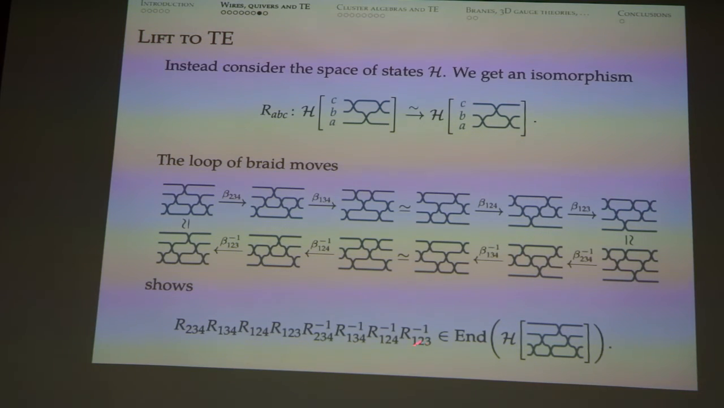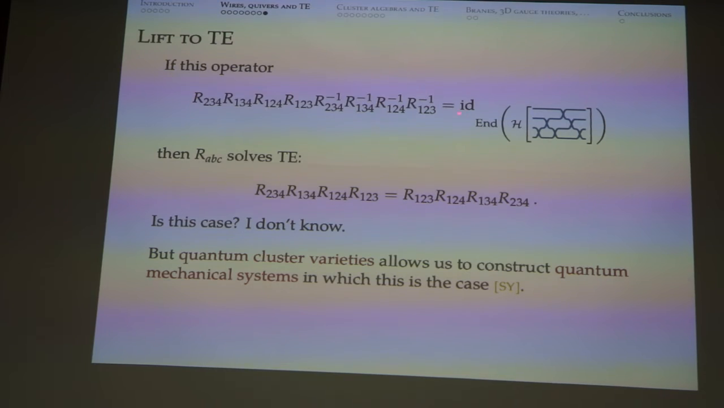Okay? But now, if you look at this, it looks a lot like the tetrahedron equation already. All right? If this operator, which you can construct from this loop of braid moves, is for some reason equal to the identity operator acting on this Hilbert space, then this equation is actually the tetrahedron equation. Okay? So the question is whether this is true for, say, the 4-dimensional supersymmetric gauge theory associated to this wiring diagram. So that's a question you can ask, and I don't know the answer.